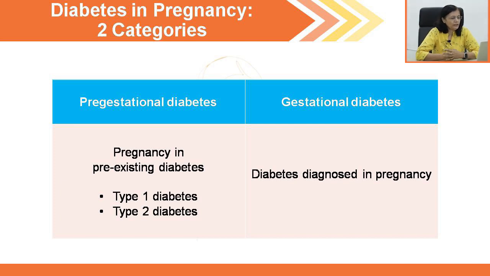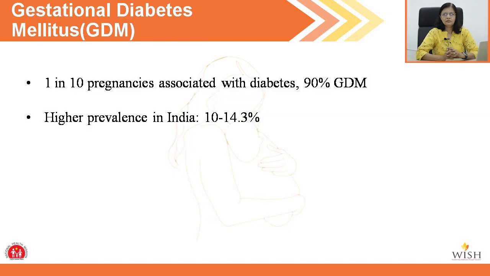Now, when we talk about the epidemiology of diabetes mellitus, it has been observed that 1 in every 10 pregnancies is associated with diabetes, and if we look in detail, 90% of them are actually GDM. When we consider the prevalence in India, it is approximately 10 to 14% of cases of GDM.